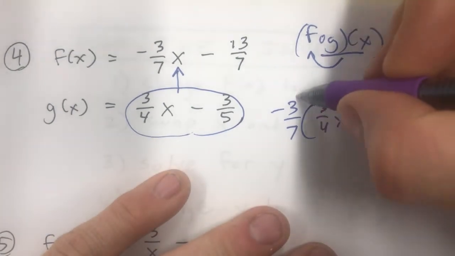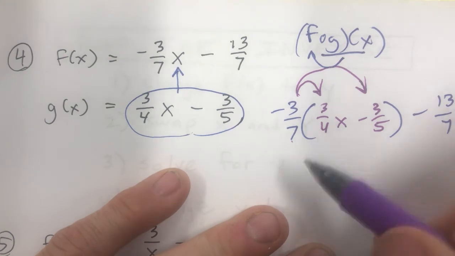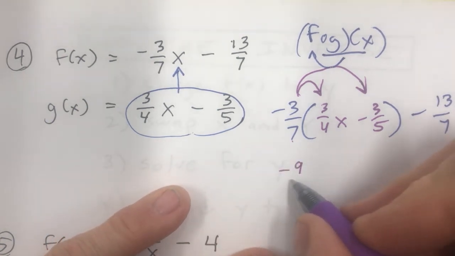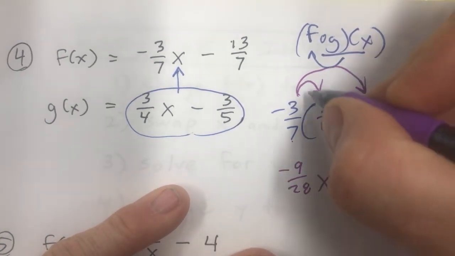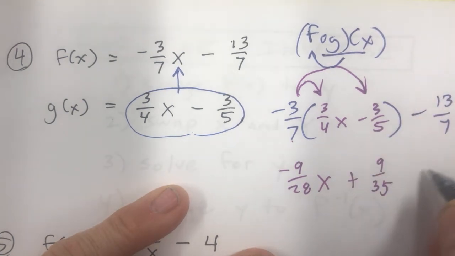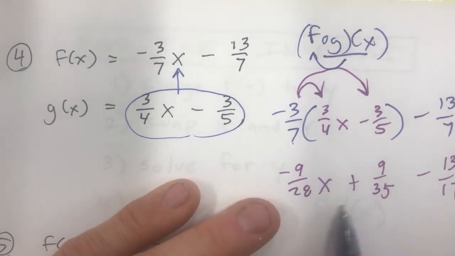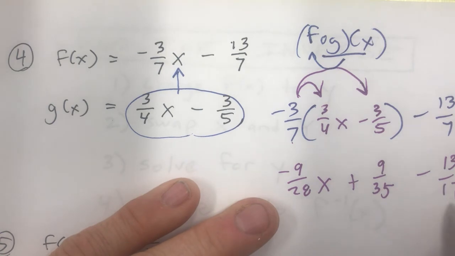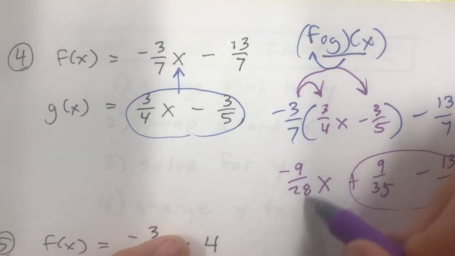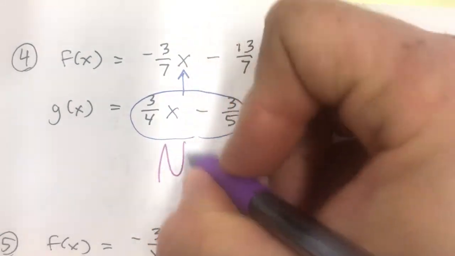Okay, and then we'll distribute. So negative 3/7 times 3/4, just use your calculator. This is going to be negative 9 over 28 x. Then we'll multiply this one. I'm going to go positive 9 over 35 minus the 13 over 7. So I distribute this to both of those, and I get these right here. And I put my like terms together. When I put these together, I can already tell I can't do anything with this. I'm not going to get x. So this is another no.